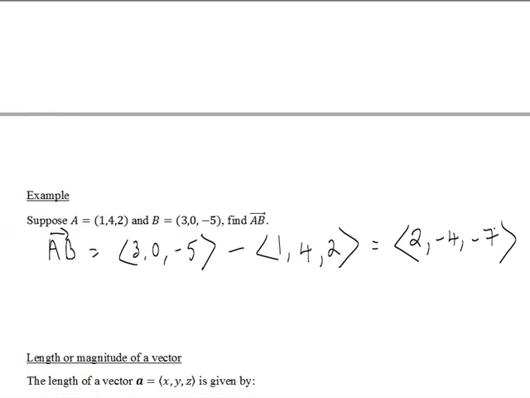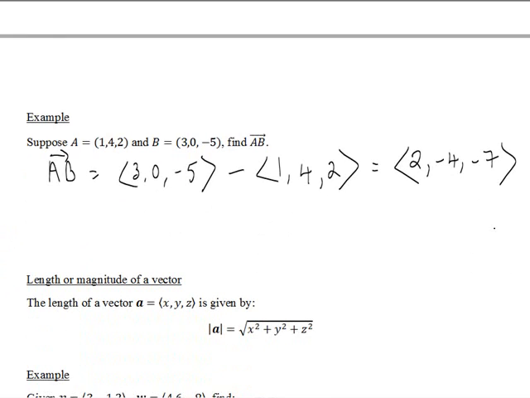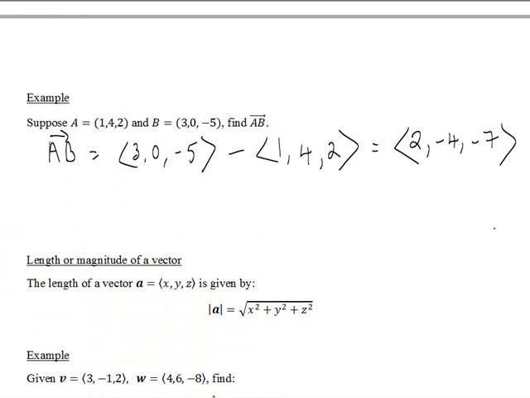Another operation on a vector is the length of a vector. Finding the length or the magnitude of a vector. And here's the definition. The length of a vector A, which is the vector xyz, is given by, so this with the absolute value sign around it, don't say absolute value of the vector A. We say the length of A is the square root of x squared plus y squared plus z squared. Let's do some examples.